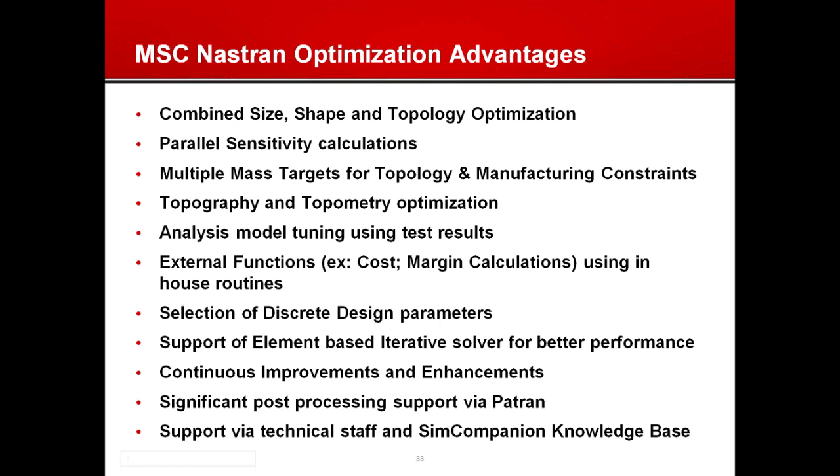This is basically the summary of using the Nastran optimization feature: you can combine shape, size, and topology optimization in one run. You're allowed a parallel sensitivity calculation. That feature is available. You can have multiple mass targets for topology along with manufacturing constraints. Topography and topometry optimization can be used as well. That allows you to get a better mass distribution or the topography information to satisfy your design.